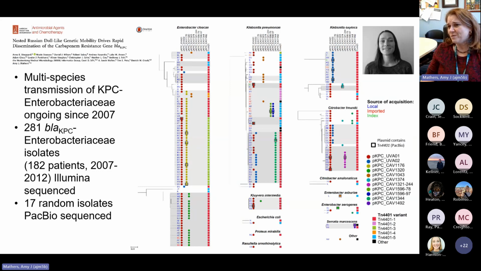And so what we did was we took the first 5 years of our outbreak of those multi-species, and we did whole genome sequencing, mostly Illumina short read sequencing, and we randomly selected 17 isolates to do long read sequencing. A lot of this work was led by a bioinformaticist named Anna Shepard. We wanted to see, was this a plasmid-mediated outbreak? It sure looked like it from both preliminary molecular work and from some of the other clues that we had.